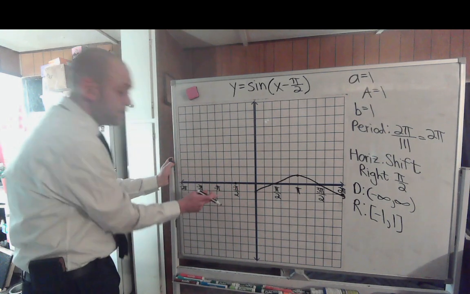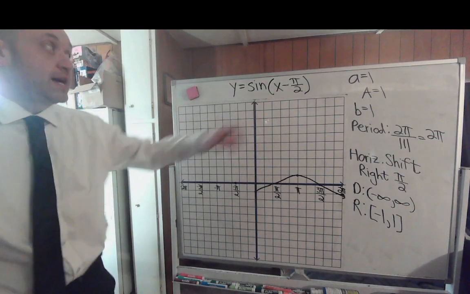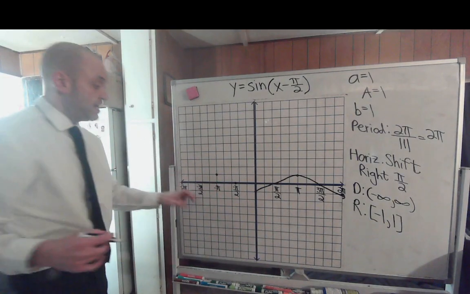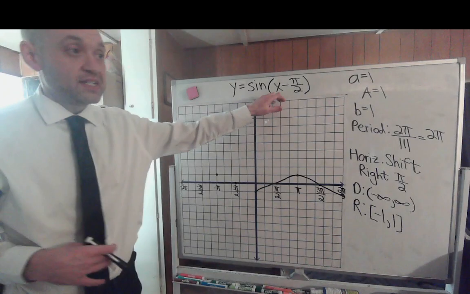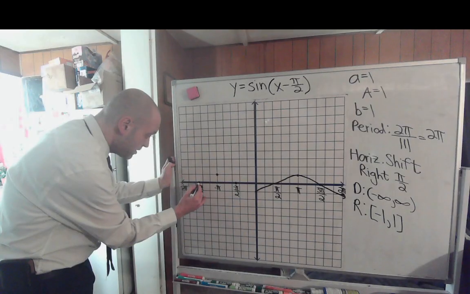Alright, go ahead and put in -pi. That'd be like the sine of -3 pi over 2, which would actually be +1. Put in -3 pi over 2 for x. That'd be like the sine of -2 pi. That would end up being 0.